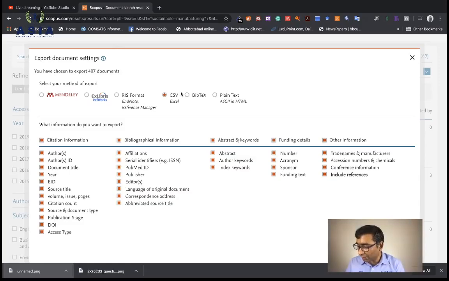48 results are okay, no problem. Okay, we can focus on 48. 48 is okay for one keyword, but later on you have other keywords, so you can just use other keywords also.